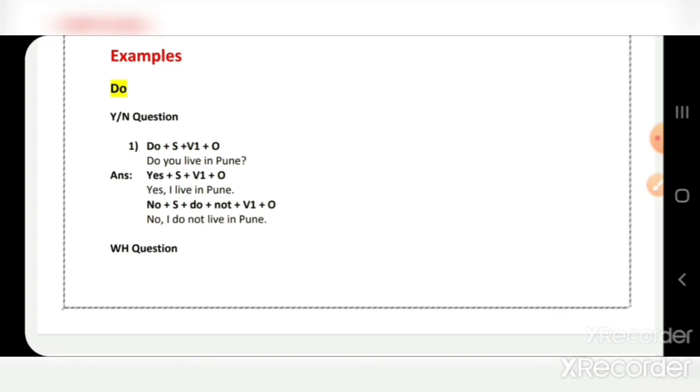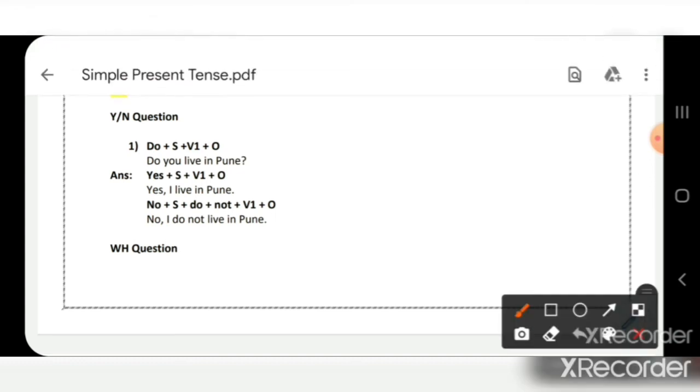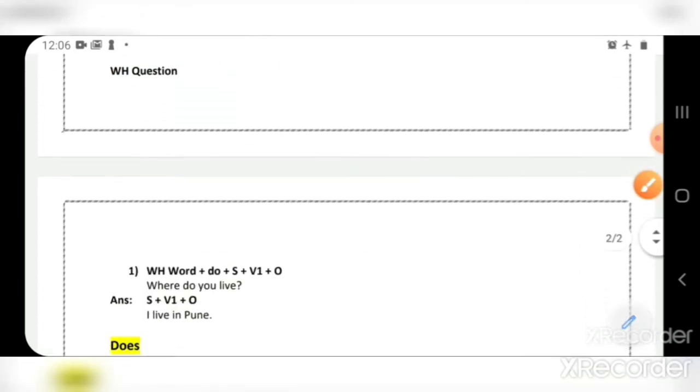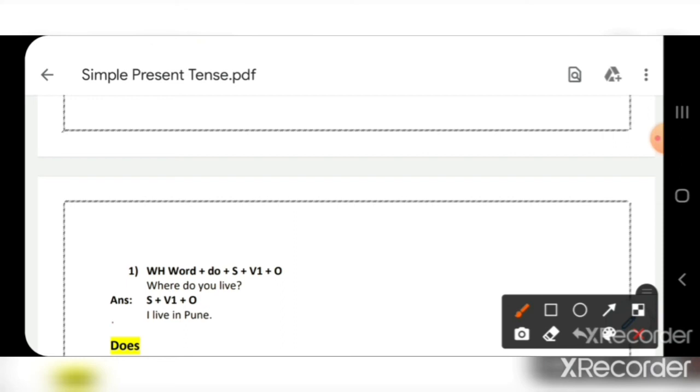Okay, now the next one is no. If it is a negative sentence, as I said, not goes in the third place. Before that, as per the tense and as per the subject, the helping verb, that is do. So I do not live in Pune. Now the next one is a WH question, that is a WH word. Where do you live? So the answer is I live in Pune. Subject plus V1 plus object.